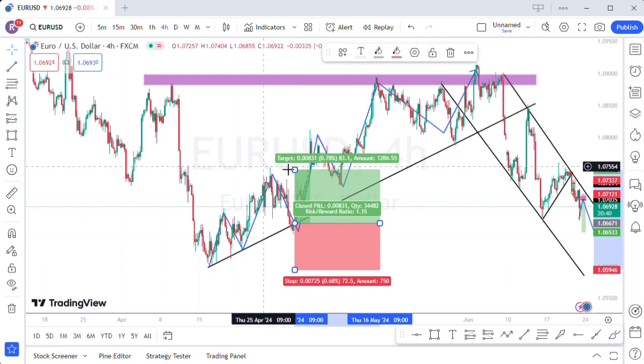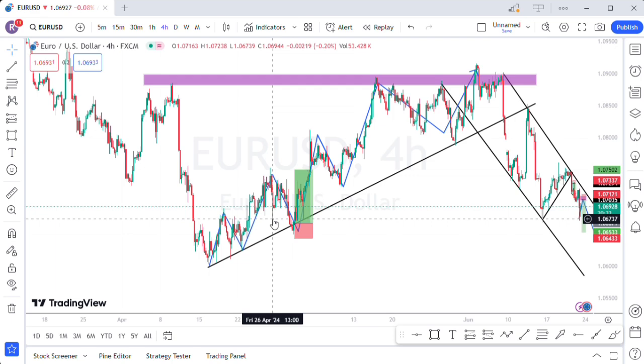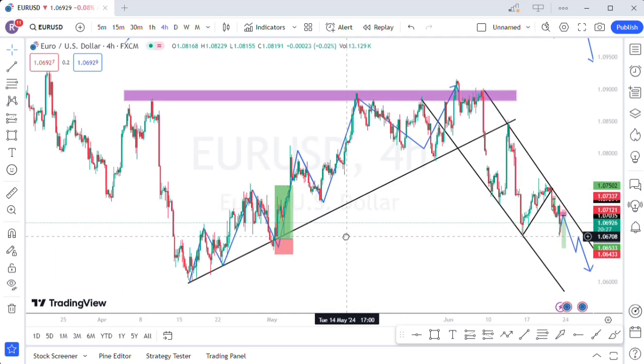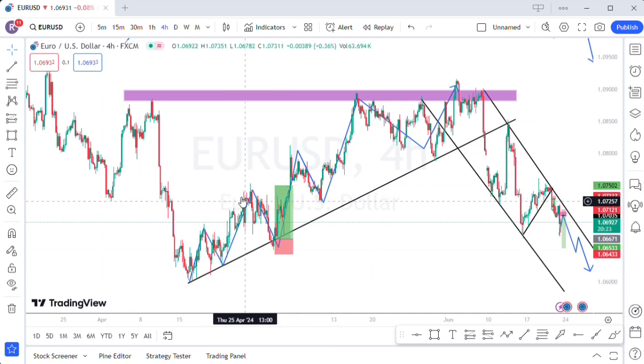I will show you that zone. So this is the point where you take your buy positions, take buy positions at higher lows, at exactly higher lows. So this was the zone that I was telling you. I'm about to draw this zone.